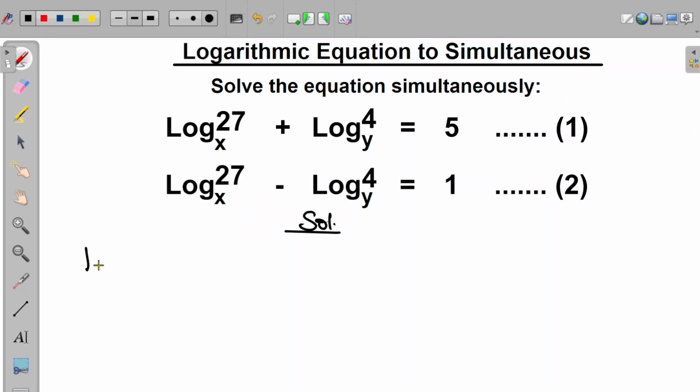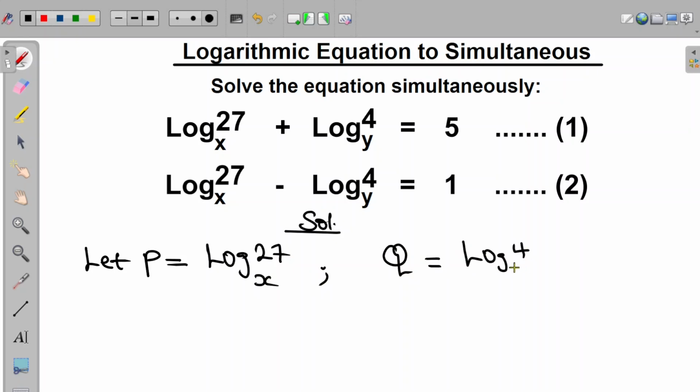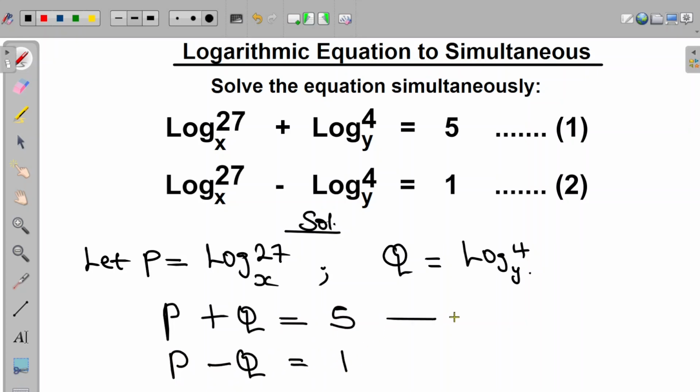So we have that let P be equal to log 27 in base x, and also let Q be equal to log 4 in base y. So therefore, the equation now becomes P plus Q is equal to 5, and we have that P minus Q is equal to 1. So let's call here equation 3, and also call here equation 4.